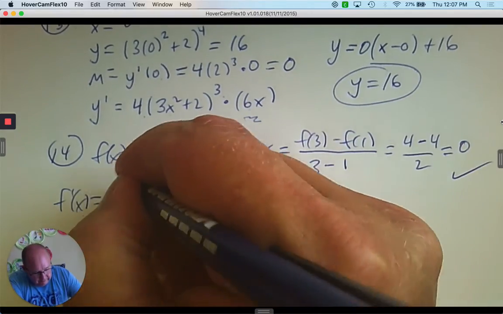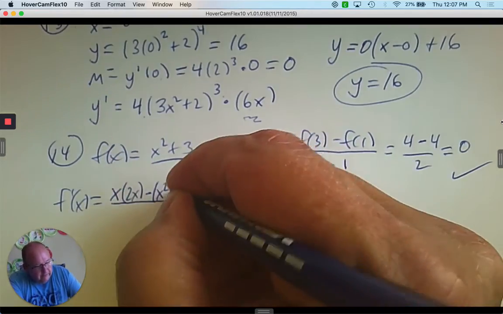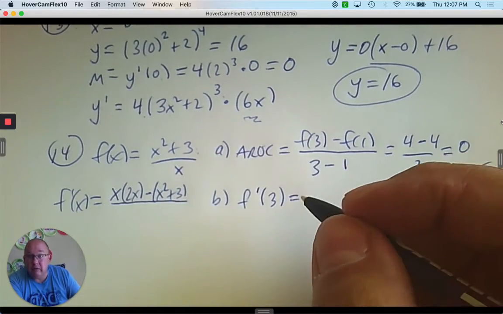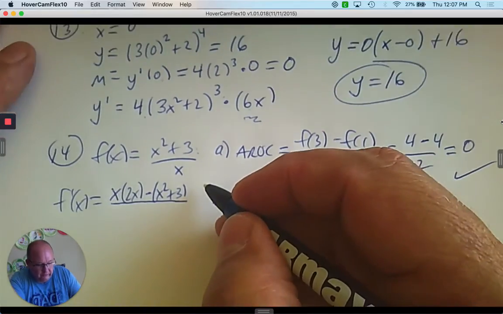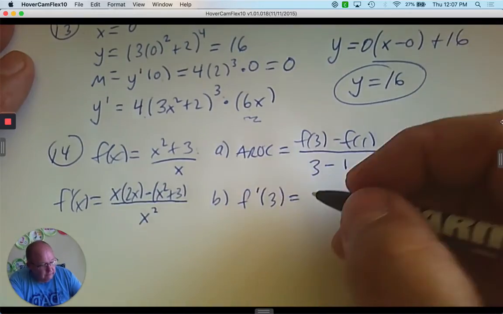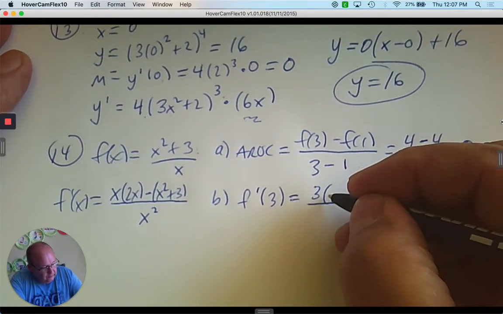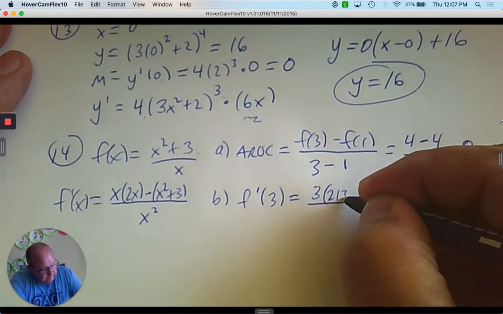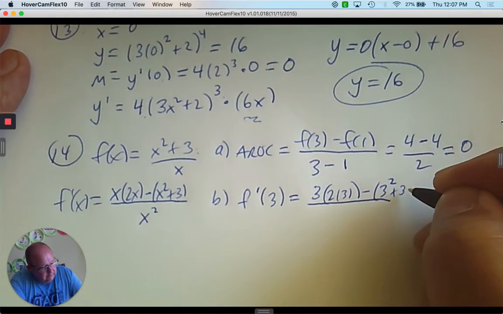That's the bottom times the derivative of the top minus the top times the derivative of the bottom. Now the derivative of the bottom is 1, so I'm not going to go times 1. That's fine. And then take the bottom and square it. Now wherever there's an x, you're going to plug in 3. So that's 3, 2 times 3, subtract 3 squared plus 3.